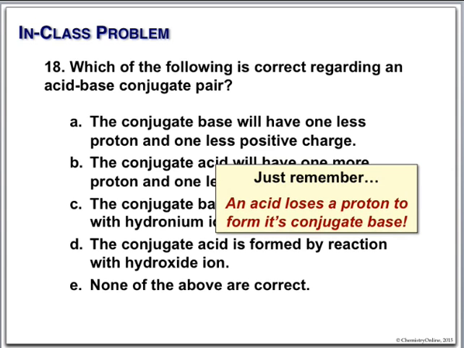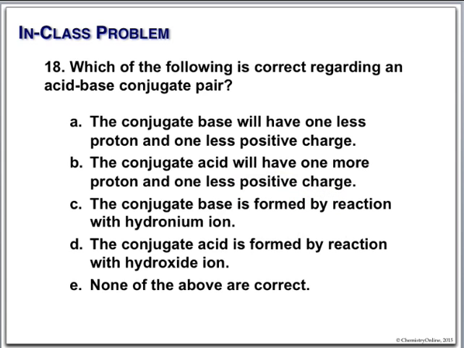Remember what we just said, an acid will lose a proton to form its conjugate base. We know that, we just said it. The acid loses its proton. Now what's the charge of a proton? +1. So if it's going to lose that, it's going to lose its +1 too, right? Conjugate base will have one less proton and one less positive charge. The acid loses its proton and it also loses its positive charge.